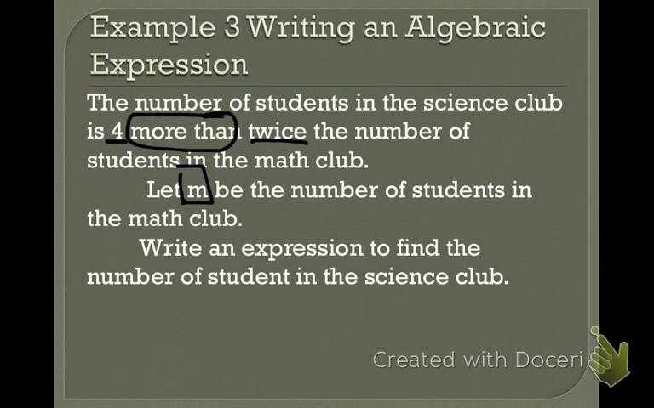Okay, so I know I have twice the number of students in the math club, and I know M is what I'm going to use for my math club. I have twice, 2 times, and then the science club is 4 more than. So if I look back at my chart, that means to add 4 more. So I've now written my expression to find the number of students in the science club.